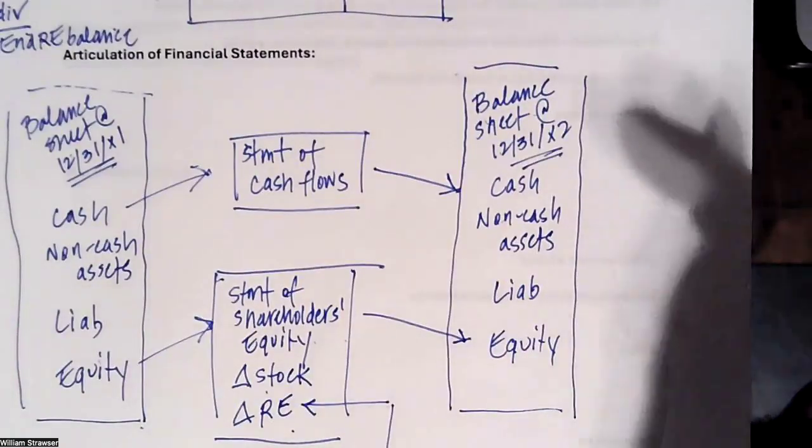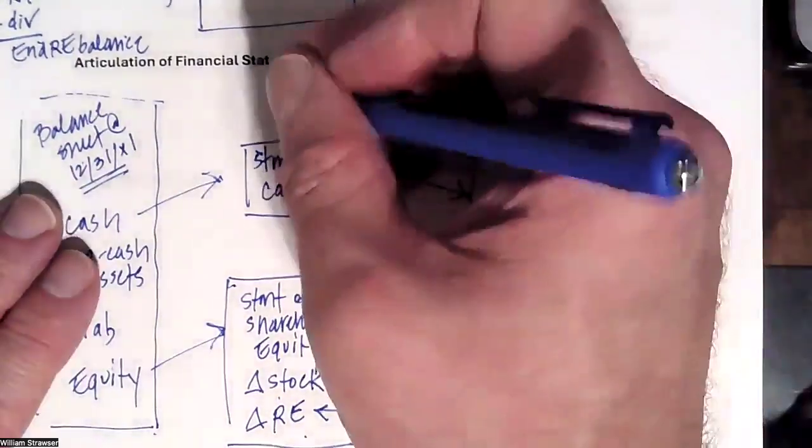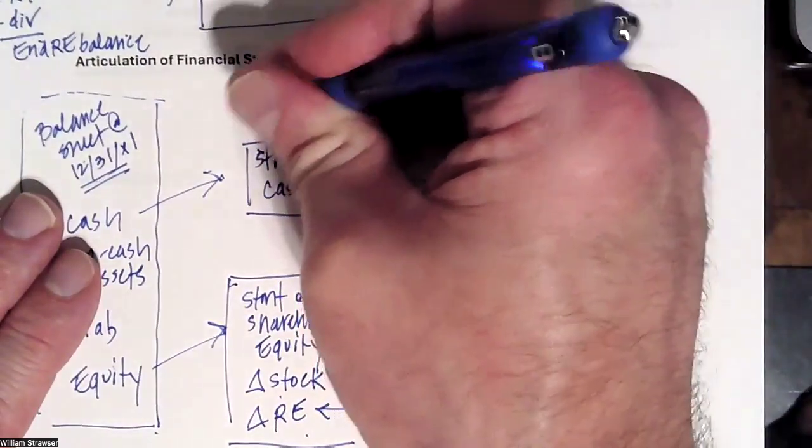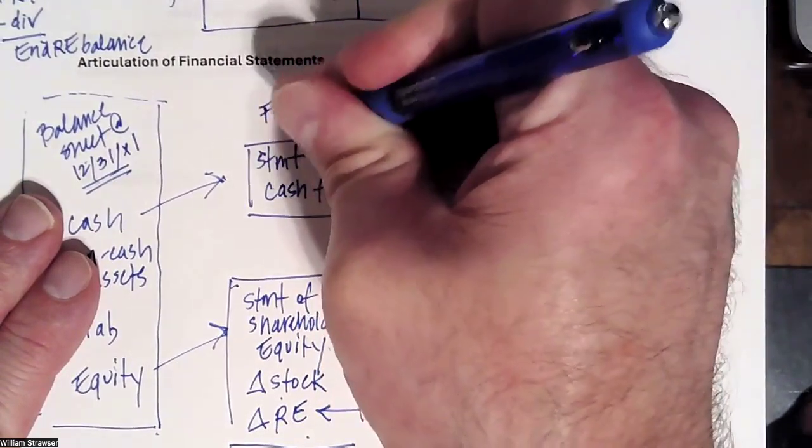Now, remember that the balance sheet is at a date, a specific date and time, whereas all of these would be for the year 20x2.